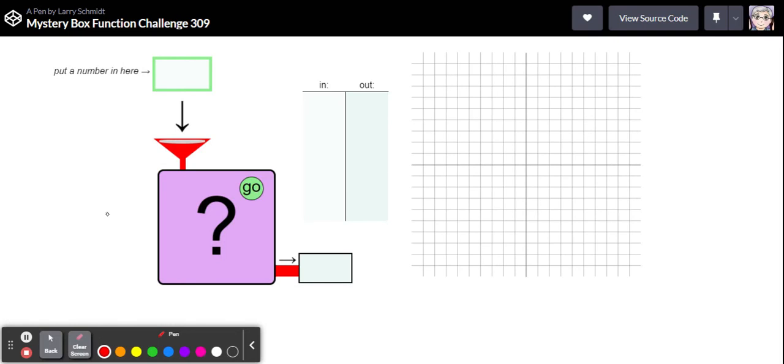Hello everybody and welcome to another Mystery Box Function Challenge. In that purple box there's some math and your challenge is to figure out what it is. You can use the link in the description to try this out on your own, and when you think you've got an idea, come on back and see if we get the same thing.